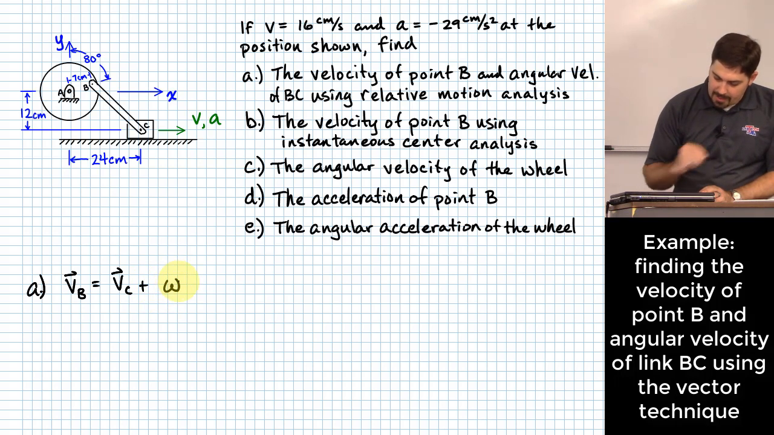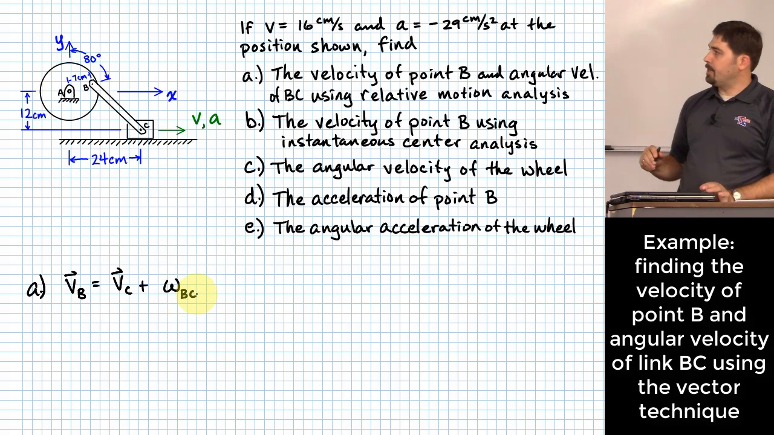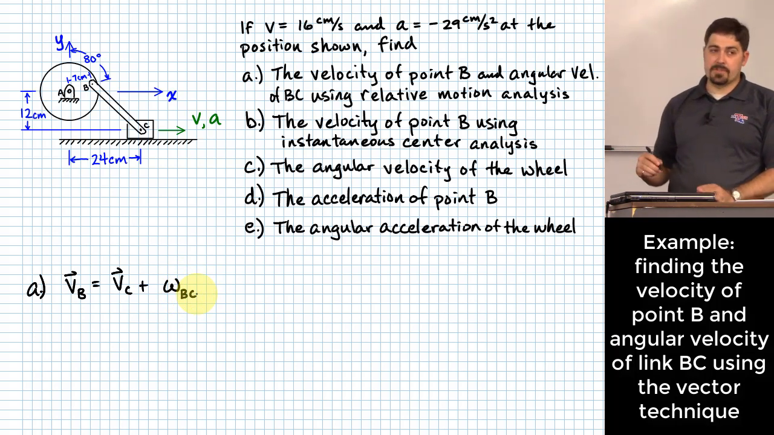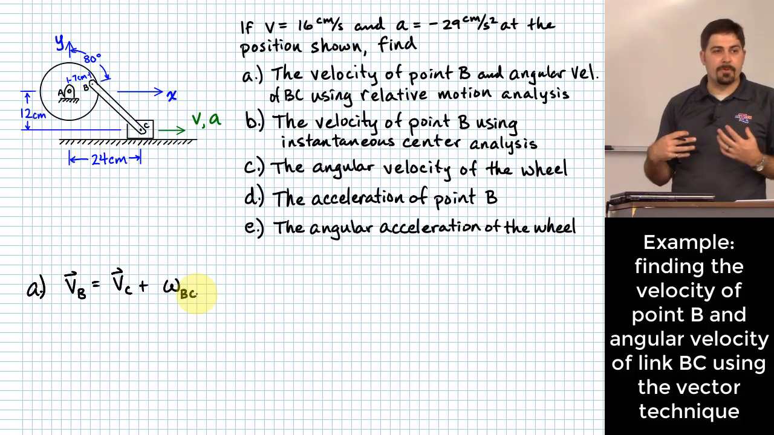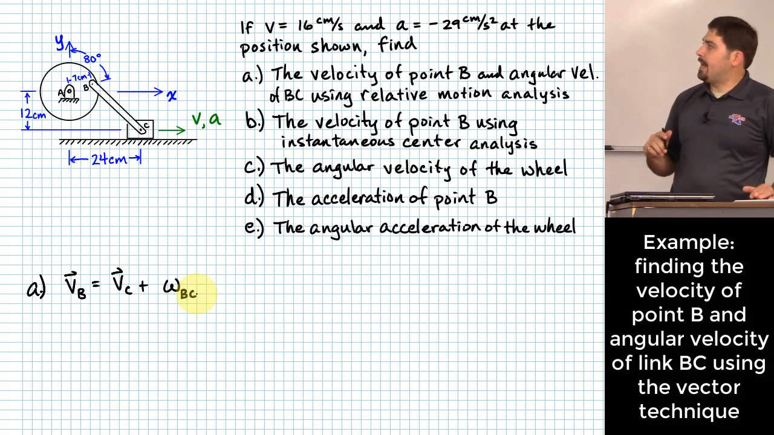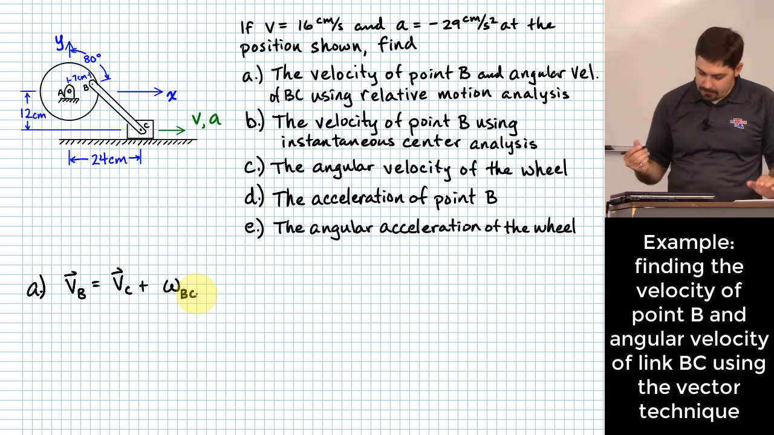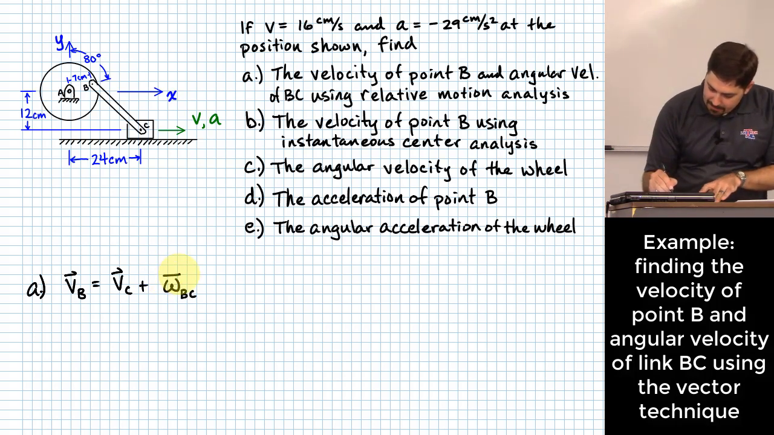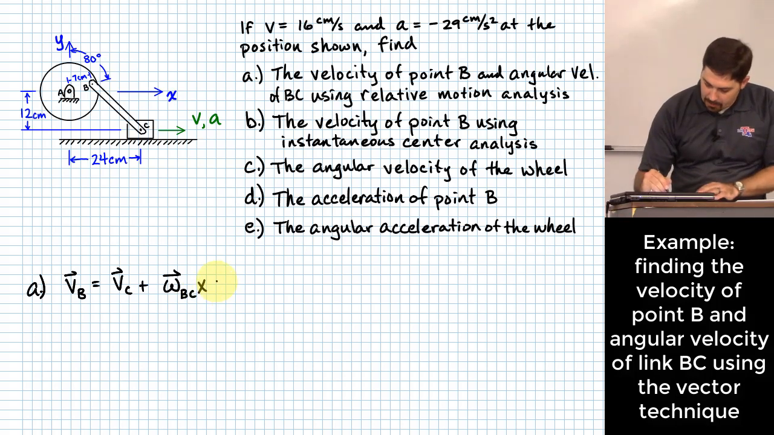the angular velocity of member BC. And I'm going to put a little subscript on here to make sure that we understand we're talking about link BC, because there's actually two bodies in this problem that are rotating, correct? We have link BC that has some rotation happening. We also have wheel AB that's rotating. And it's going to be that vector crossed with the r vector of B with respect to C.